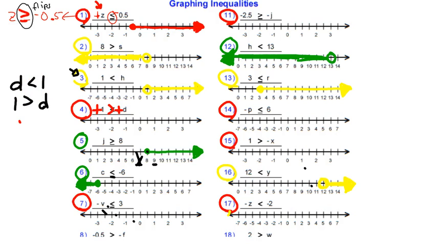And that would help us in this graphing. We're going to start at 1. It cannot be equal to, so we're going to have that open circle at 1. And d can be all of those numbers that are less than that. So all of them to the left.